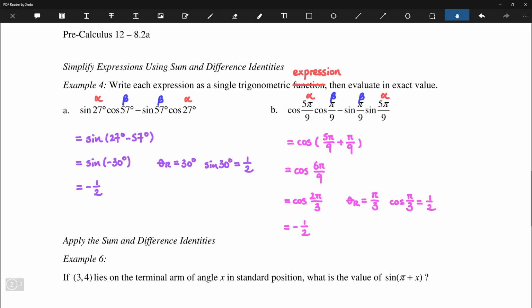So if we're given something that's already expanded using sum and difference identities, we can rewrite it as a single trigonometric expression and then evaluate it from there. So next question.